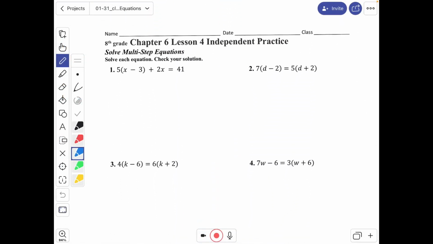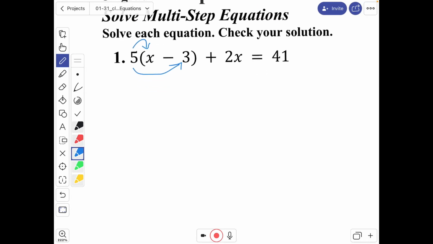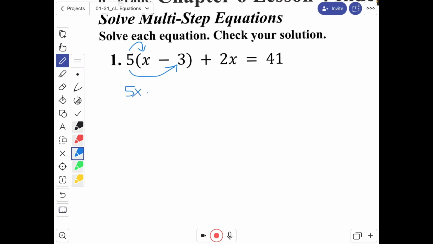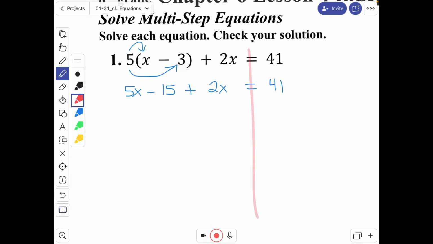Okay, let's look at some of the problems you're supposed to do today. And let's do the first one. So on this first one, we are distributing the 5 into the x minus 3. So this is 5x minus 5 times 3, which is 15, plus 2x equals 41. Keep those equal signs straight.